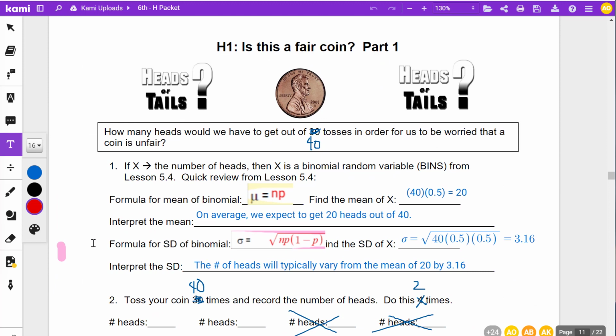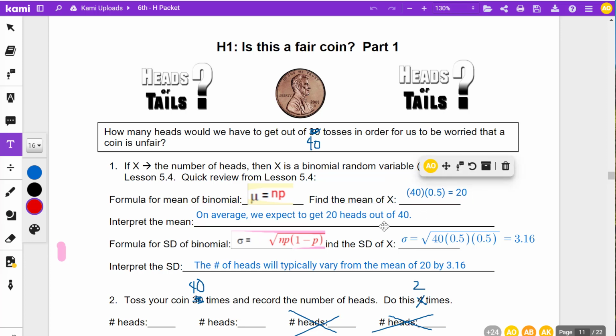Here, we went ahead in class, and I had you flip a coin 40 times. And we used those notes. You can see I captured it straight out of the notes. The formula for the mean was n times p. The formula for standard deviation is the square root of n times p times 1 minus p. So in this case, p is 0.5 because of the probability of getting heads. X is the number of heads, then it's a binomial random variable, and this is from lesson 5.4.